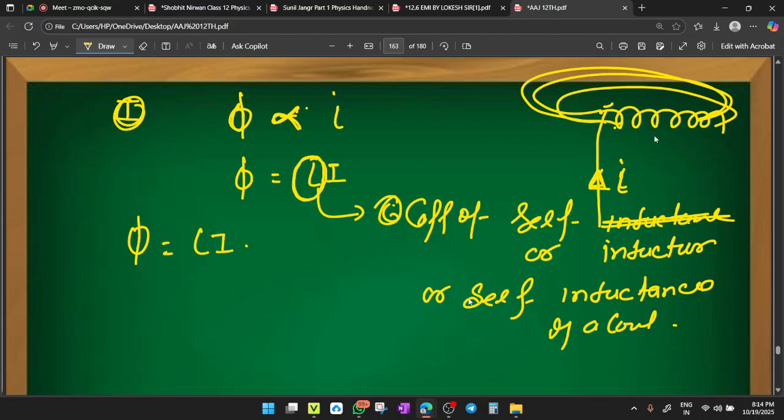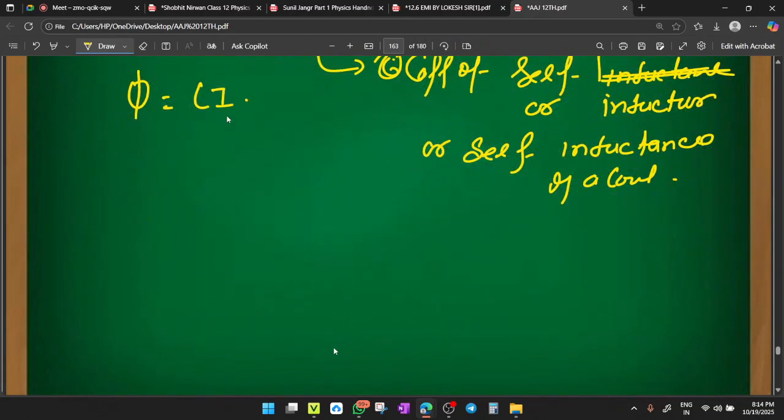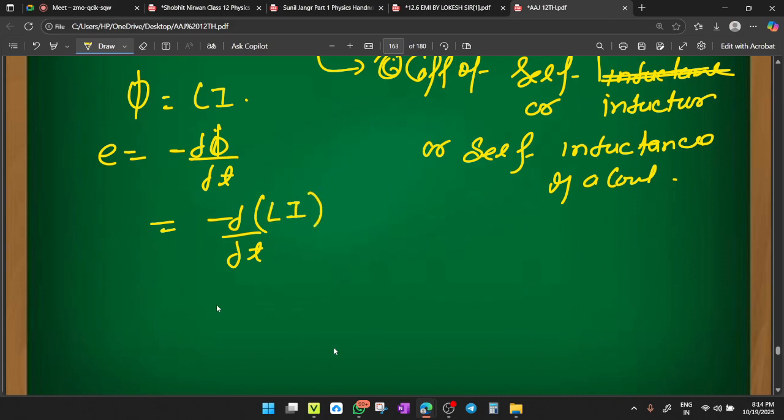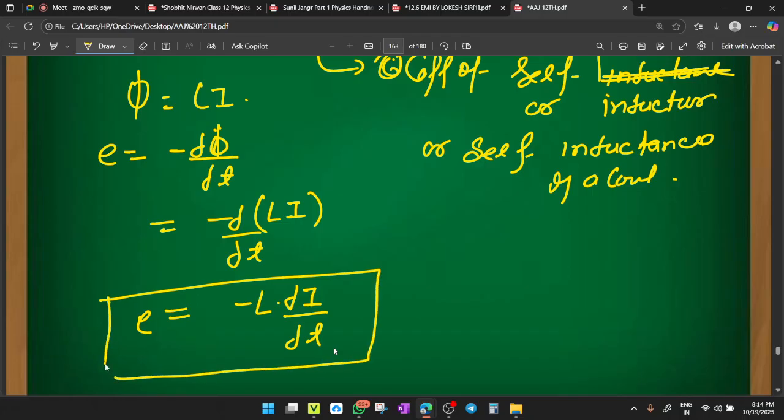Now, let's find the amount of induced EMF. As we know, EMF e is equal to minus d phi by dt. Agree. So place here the value of phi: minus d by dt of LI. Clear? As L is a constant, you can take it out: e equals minus L di by dt. What is this? This is self-induced EMF. Previously it was only induced EMF, but now this induction is carried out by changing the current in the same coil.